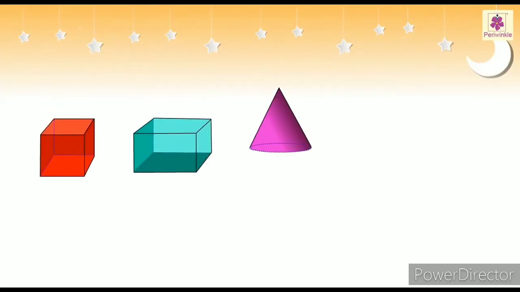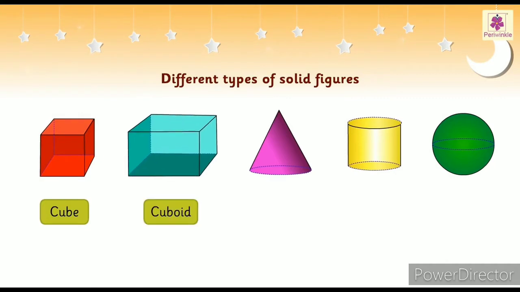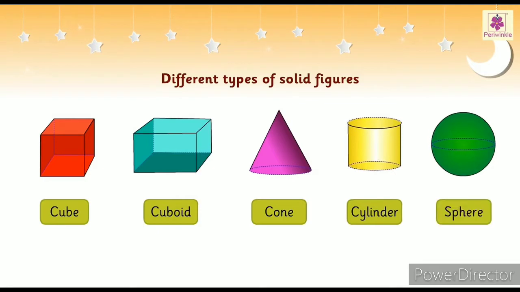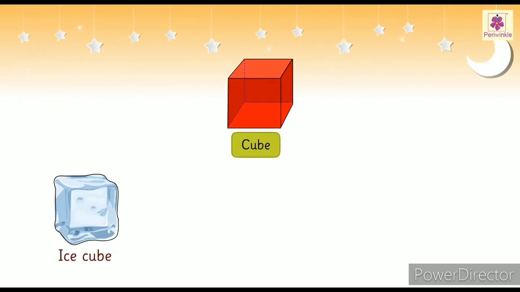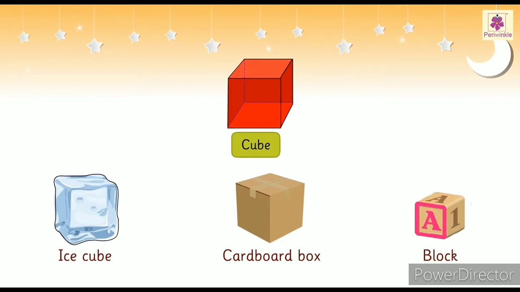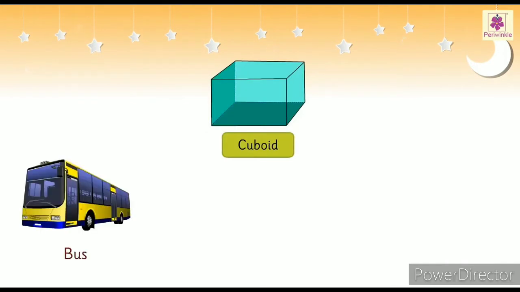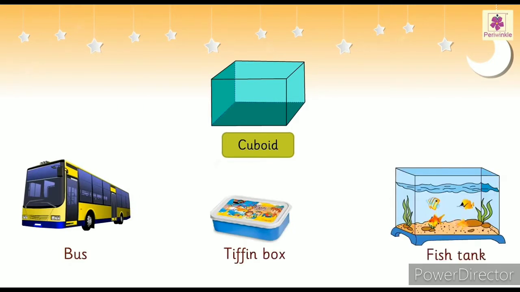Let us explore solid figures. The different types of solid figures are cube, cuboid, cone, cylinder, and sphere. This is a cube. An ice cube, a cardboard box, a block are all examples of a cube. This is a cuboid. A bus, a tiffin box, a fish tank are all examples of a cuboid.